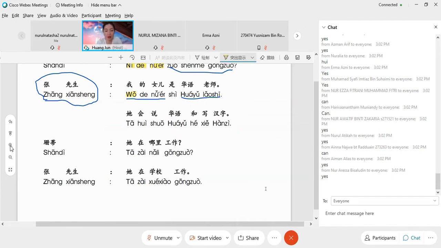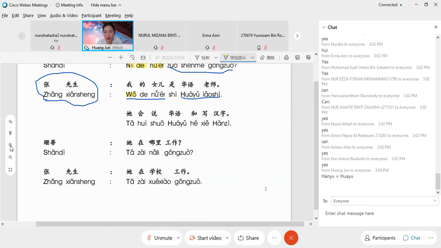So 华语 and 汉语 are the same. In my slide, I focus on teaching the word 汉语, but actually 汉语 and 华语 are the same. Both of them mean Mandarin. In China and other countries, when they refer to Mandarin, they use 汉语. But in Malaysia and Singapore, people prefer to use 华语 to say Mandarin language.